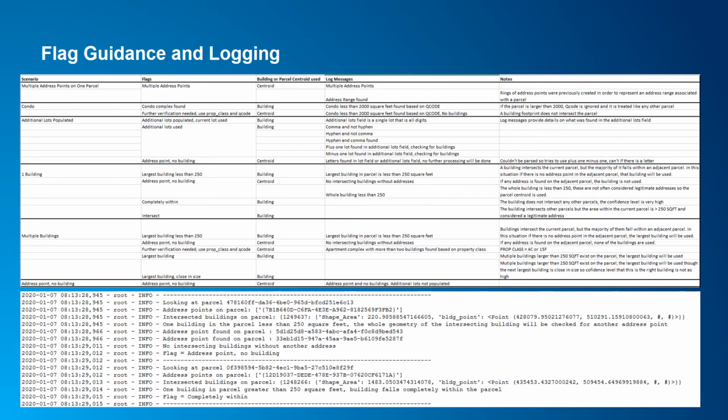We also have some documentation on our flags and some in-depth logging. So every time our script gets to the next parcel, it's basically logging everything that it's encountering, and then the flag that's determined is stated at the end. So if anyone has a question of why a certain point was placed where it was, they can check the logs for that.